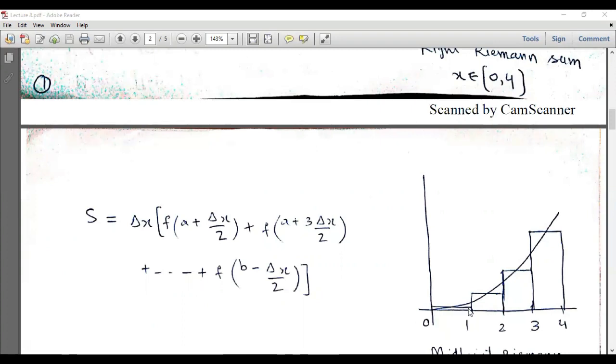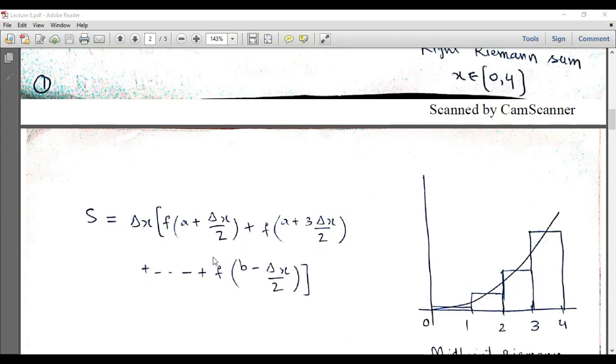In the midpoint Riemann sum, the value of the function at the midpoint of the sample will be considered. So this is the first sample, and at the midpoint of the sample, this is the value of the function. So that value will be considered as constant for the whole sample. This is the second sample, and the value of the function at the midpoint of the sample will be considered as constant for the second sample. This is the third sample, and this is the fourth sample. And for all these samples, we have considered the value of the function at the midpoint of each sample.